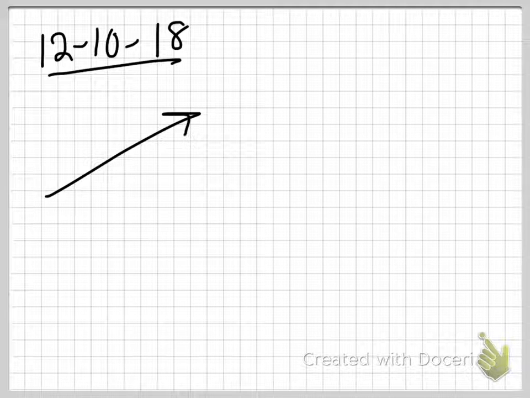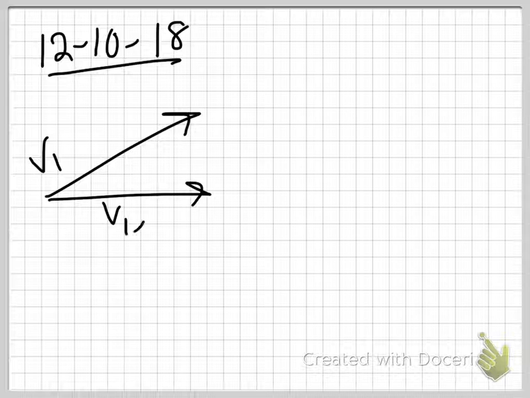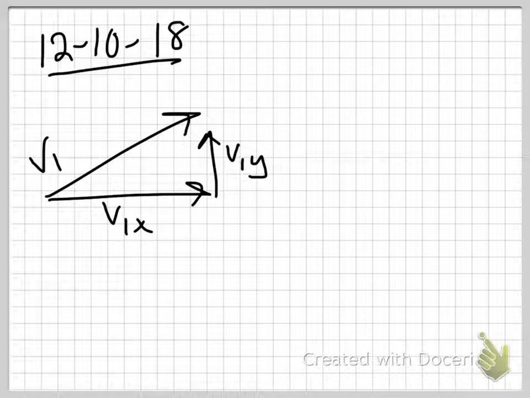The big change here is that because our VI is now not horizontal, we have to look at a VIX and a VIY. Well, duh. Thanks a lot, Moser.